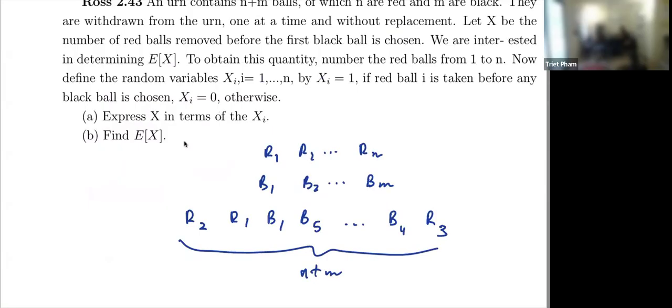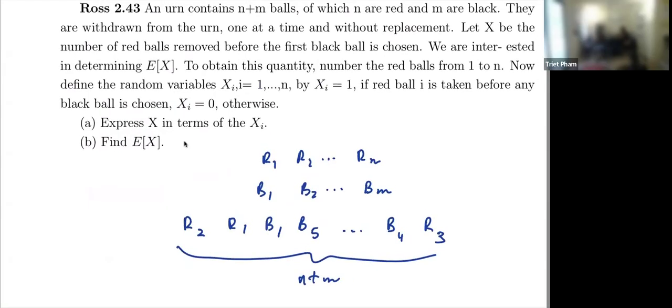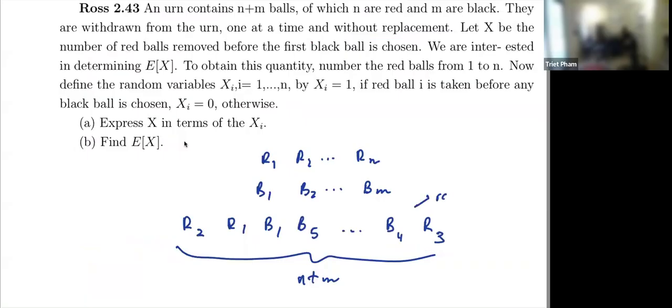And you draw them one ball at a time, without replacement. So you could think of these as just marching out, and you want to know the number of red balls removed before the first black ball is chosen. In the picture I'm drawing, this is a random permutation. Here, the number of red balls removed before the black ball is shown is 2, correct?